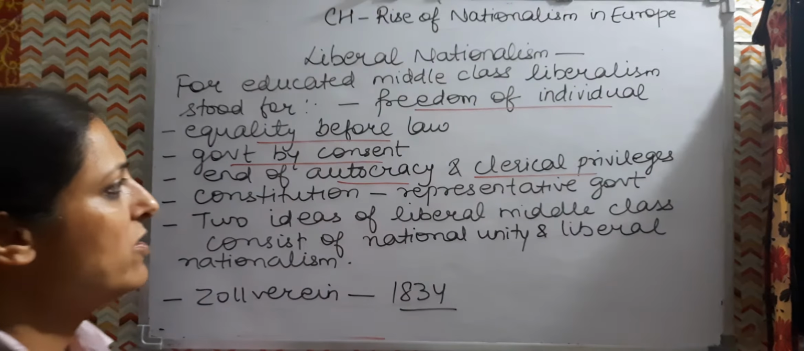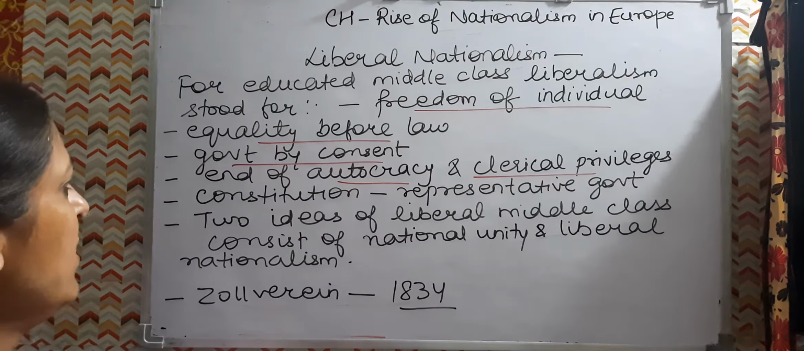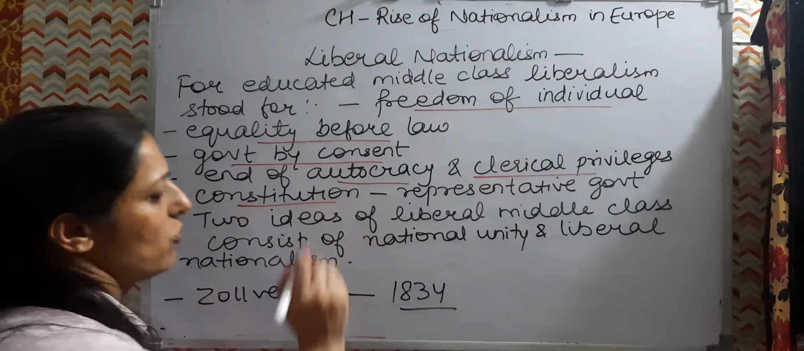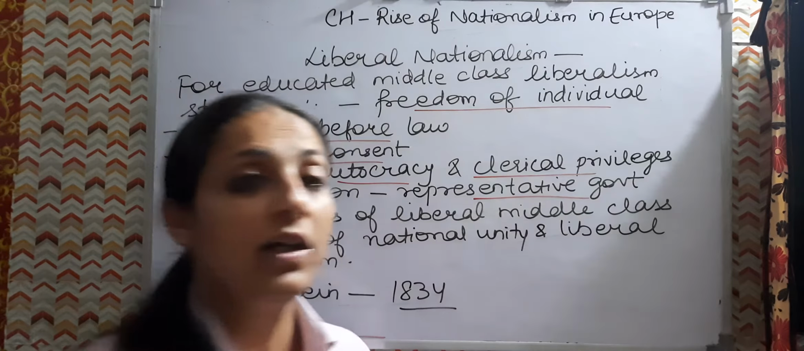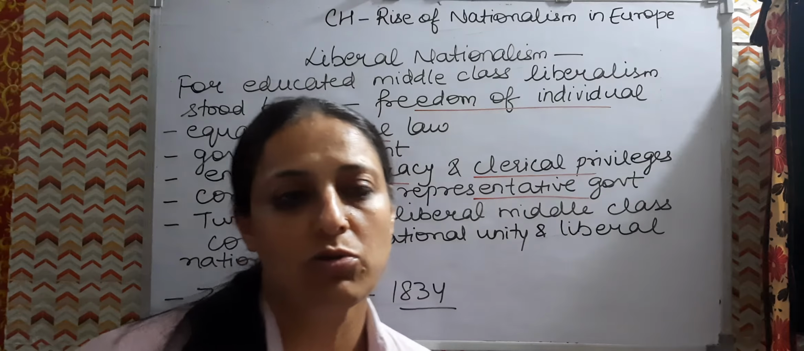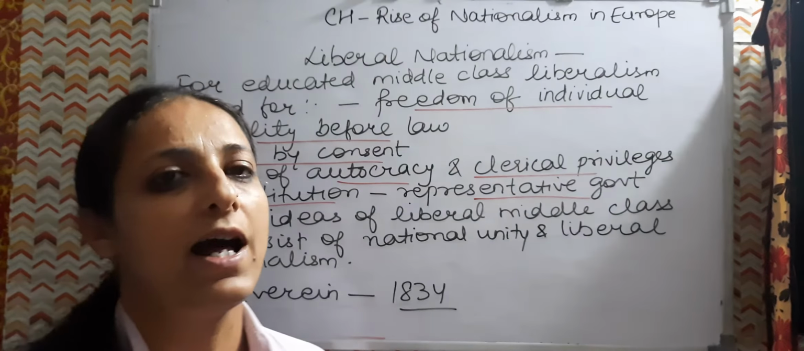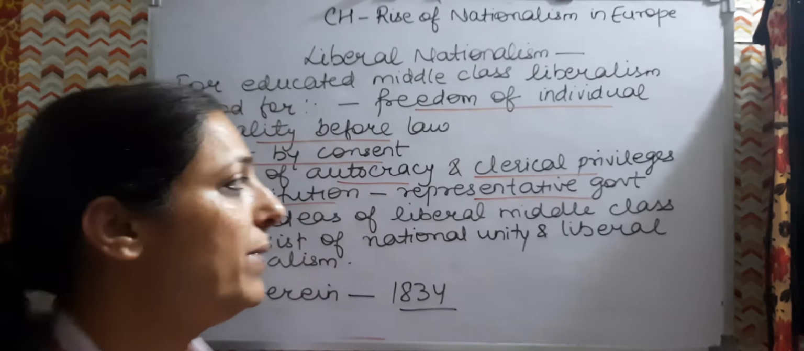So these kinds of privileges should be removed, they should be abolished. They wanted a constitution which will guarantee them some rights, and a representative government where the parliament will be there, the constitution will be drafted, and an independent judiciary will also be there.